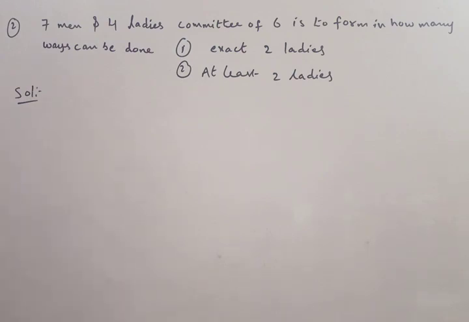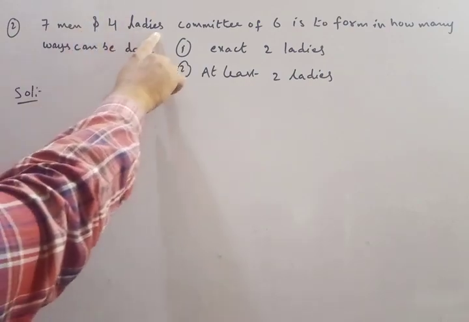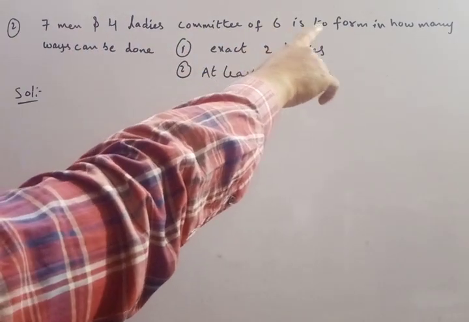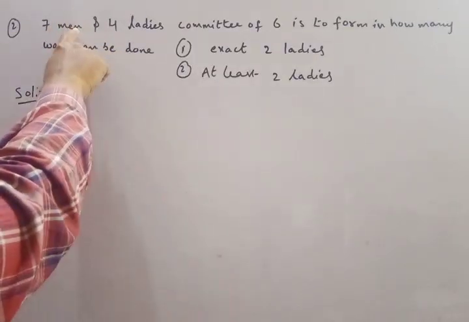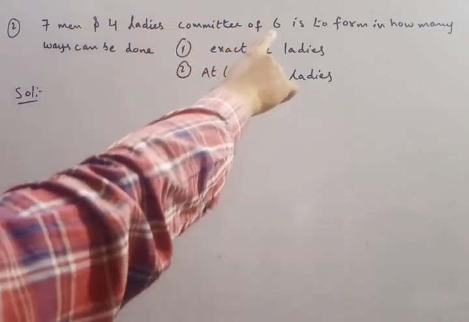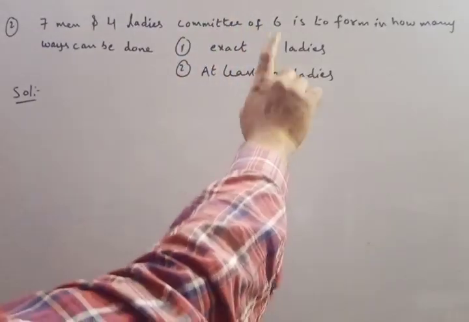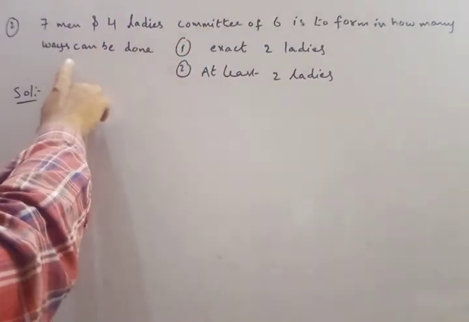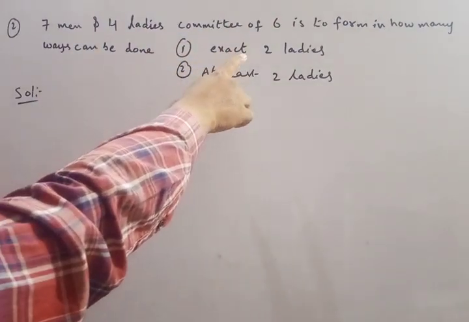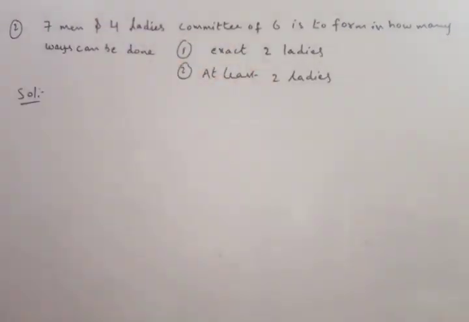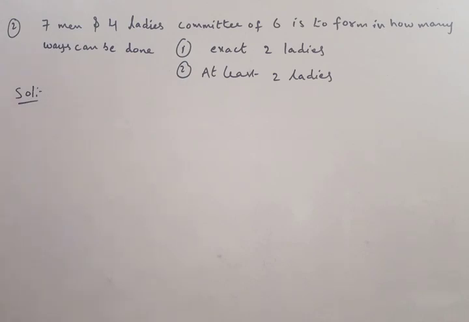Next, the second problem. This is a problem on combinations. 7 men and 4 ladies, a committee of 6 is to be formed. So how many committee members? 6 members are required in the committee. In how many ways can this be done? Exactly 2 ladies. Then the second bit, at least 2 ladies. Understand? So how to solve this type of problem?